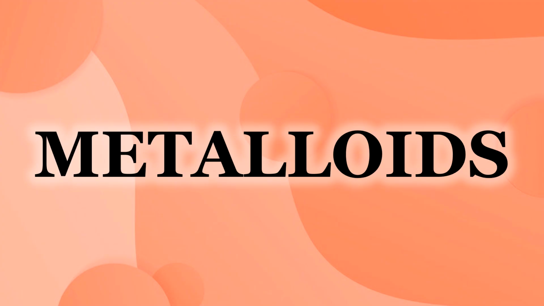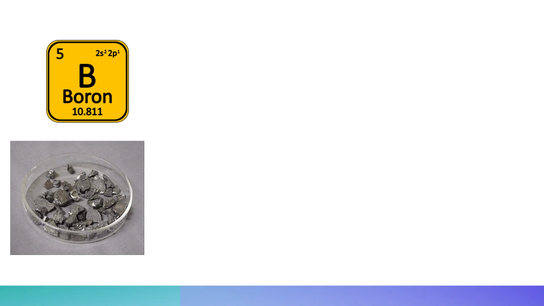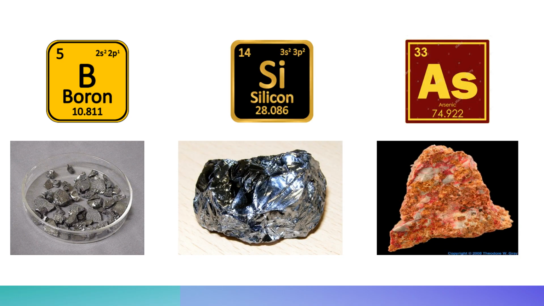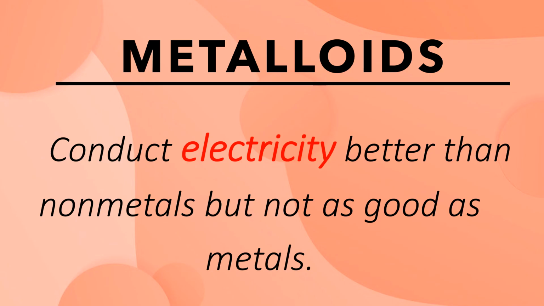Metalloids, on the other hand, have some of the properties of metals and some non-metallic characteristics. They are sort of a hybrid between metals and nonmetals. Metalloids are also known as semiconductors. Examples of metalloids include boron, silicon, and arsenic. Most metalloids are solids that can be shiny or dull. They conduct electricity and heat better than nonmetals, but not as well as metals.